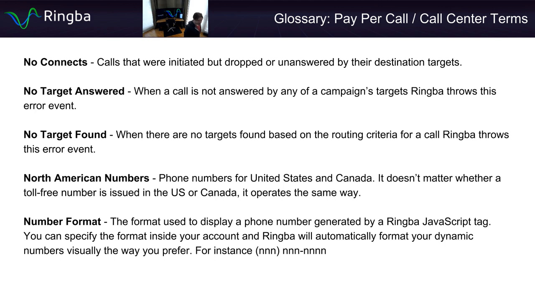Number format is the format used to display a phone number generated by Ringba's JavaScript tag. And so you can specify the format inside your account and Ringba will automatically format your dynamic numbers visually the way you prefer so they fit nicely into your website. For instance, one of our number format settings would look like this. It's a parenthesis NNN parenthesis space NNN hyphen NNNN.